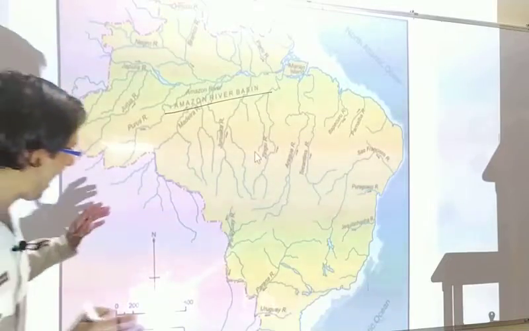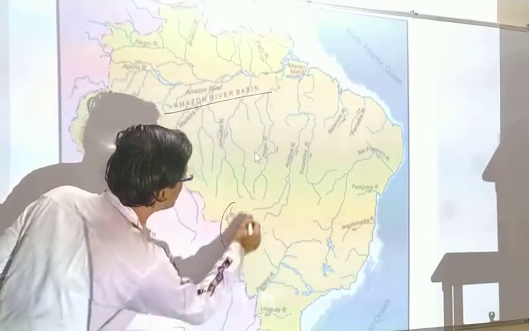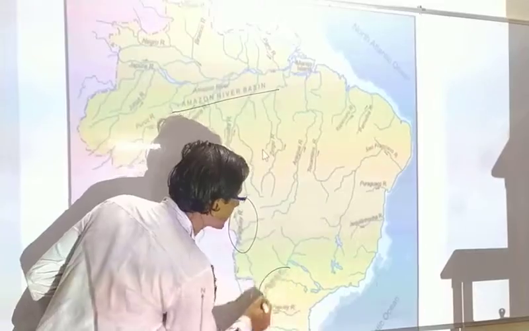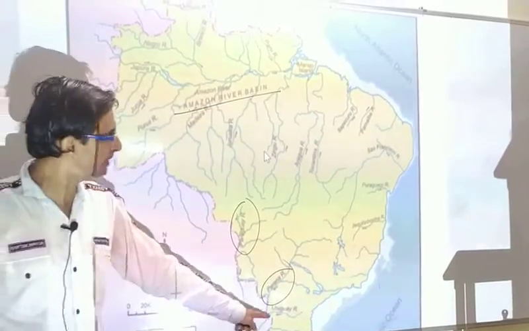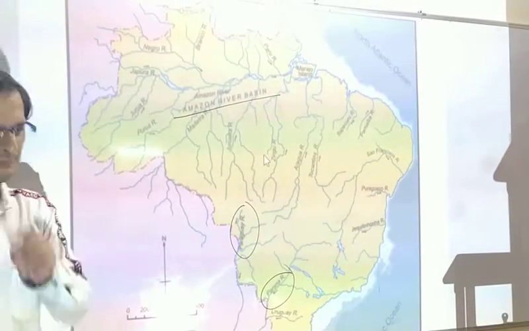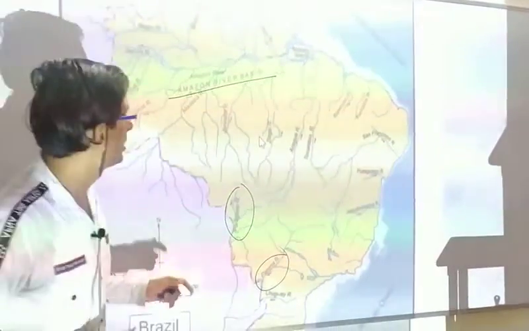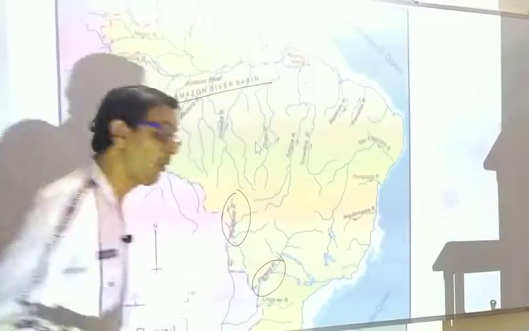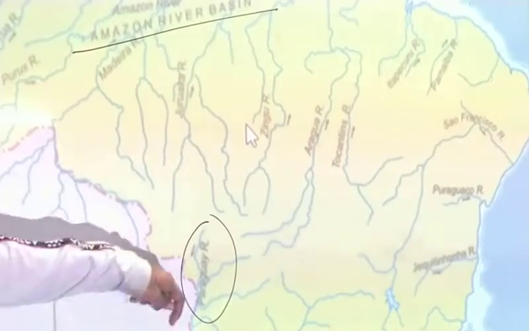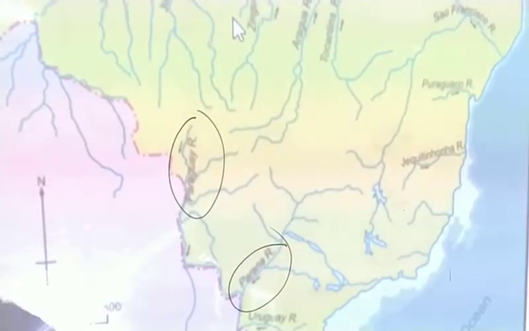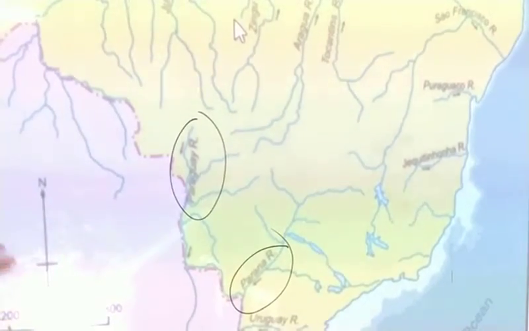Then second one, Paraguay Parana. You can see Paraguay and Parana river system. Uruguay river is also there, but it is not a part of that. I mean, we are not discussing it. But most important river, Paraguay and Parana. Why? Because they are flowing not only in Brazil, they are going to Argentina. That we will see later.